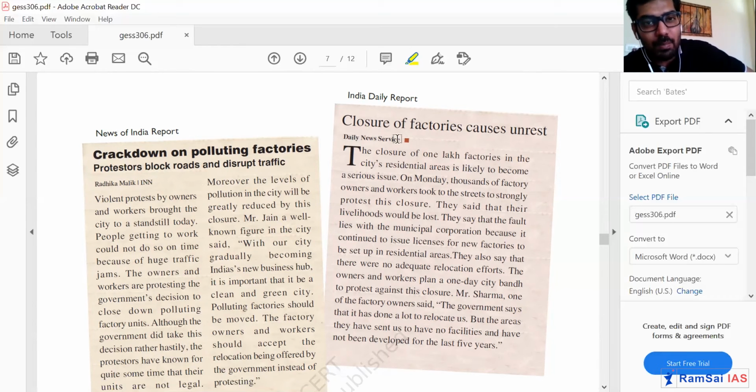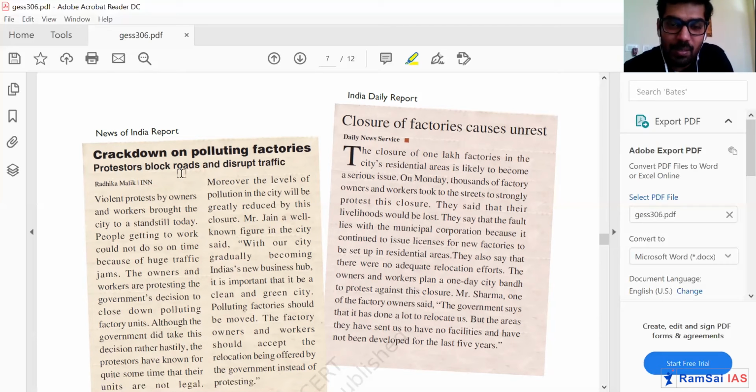This is what makes media lose their credibility. Whether closure of factories causes unrest, or whether it was a crackdown on polluting factories, or protesters blocked roads to disrupt traffic, there can be huge subjectivity in it. Ideally, it should state the reason why the closure happened, whether there was a crackdown because these factories were cautioned by the government. So these things are missing. See the catchy headlines.